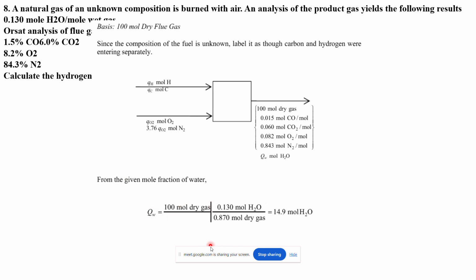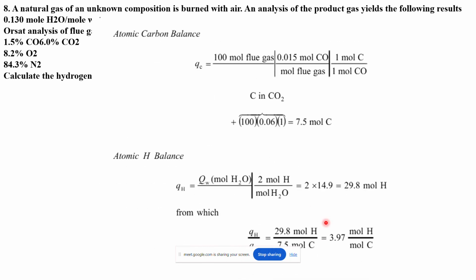From the given mole fraction of water, on a basis of 100 moles of dry gas, we have 0.130 mole fraction of H2O. So we can calculate the molar balance of H2O. Now the atomic carbon balance. When we talk about carbon balance, carbon is going to get converted either into CO2 or into CO. According to the reaction, we can calculate the atomic carbon balance. That has to be around 7.5 moles of carbon for the proper requirement of this 1.5% CO and 6% CO2.